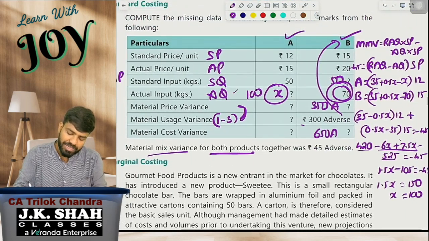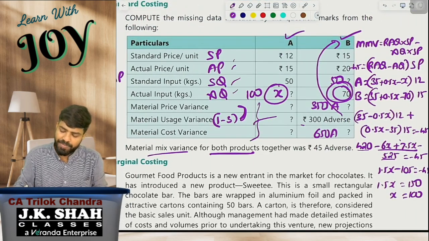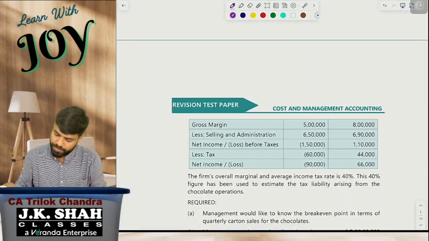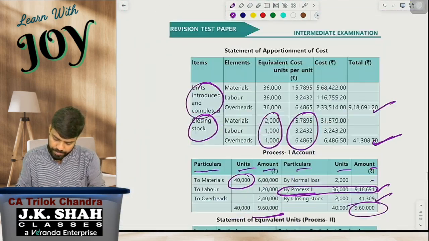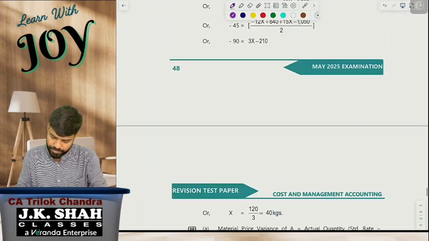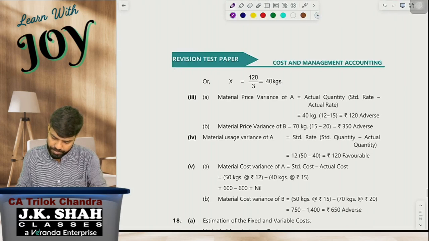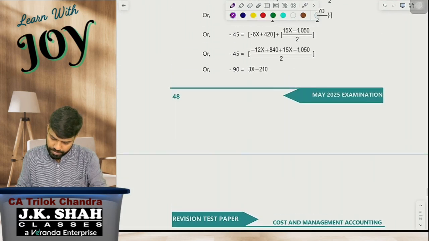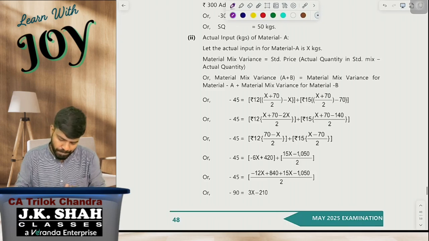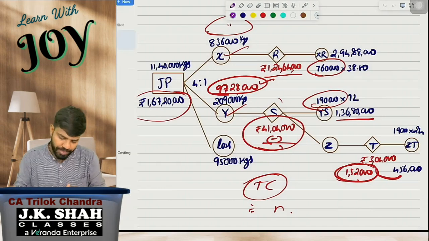Now we know actual quantity, standard quantity, actual price, standard price. We can calculate all the three variances. Okay, look at the question. Look at the solution. X is 40. Where have we made the mistake? I think some calculation error. Let me sort that out.